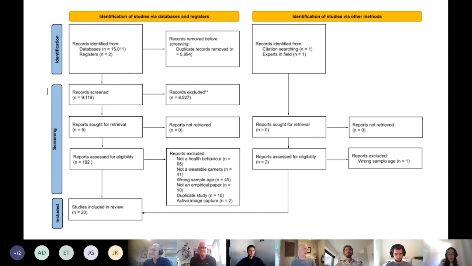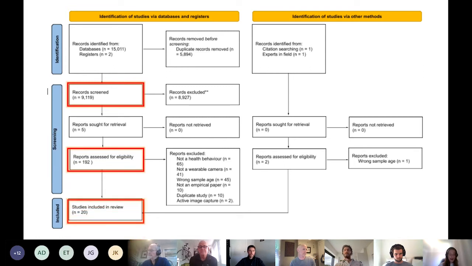Here's a picture of my PRISMA diagram. After duplicates were removed, we screened around 9,000 titles and abstracts. Then we screened nearly 200 full text articles, and had 20 articles that were included in the review.